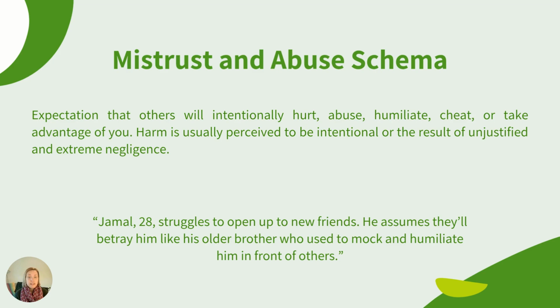And another of the 18 schemas is called the mistrust and abuse schema. So when this schema shows up, the individual expects that others will intentionally hurt, abuse, humiliate, cheat, or take advantage of them. And harm is usually perceived to be intentional or the result of unjustified and extreme negligence. And so here the example is Jamal, who's 28, and he struggles to open up to new friends. He assumes they'll betray him like his older brother who used to mock and humiliate him in front of others.